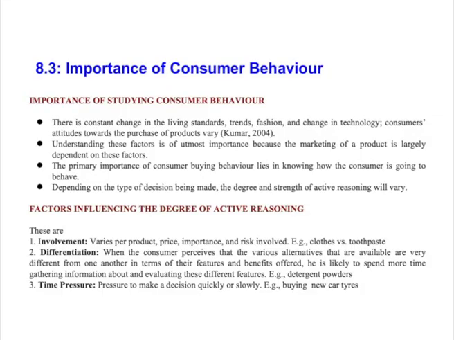So the factors that involve the customer are not only multifold, but the degree of active reasoning also varies. For example, there is involvement. Certain products have less involvement. For example, I am buying a soap, there is less involvement. It may be just me who is purchasing the product, but if I am buying a car, it's a high complex, high risk, high cost product. So there is more involvement. Differentiation, how is my product differentiating from others? The time pressure, how quickly I need to make a decision.